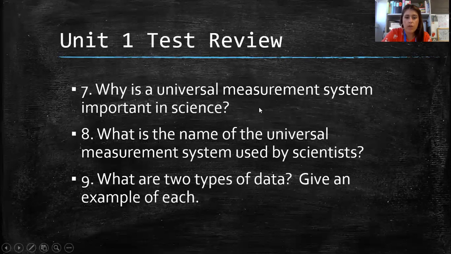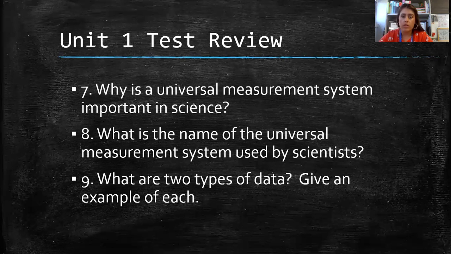Number 7, why is a universal measurement system important in science? Well, the universal measurement system in science is the metric system. So that's number 7. And number 8, what is the name of the universal measurement system used by science? It is the metric system. And number 7, why do we use this? It is so that we can communicate with other scientists, right?